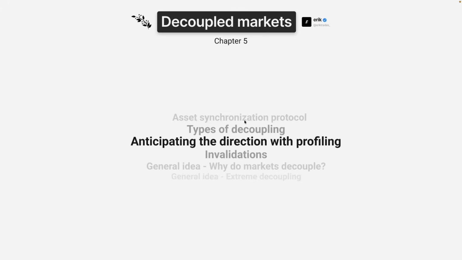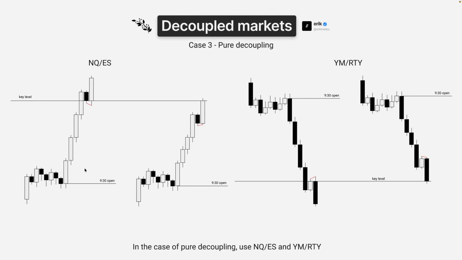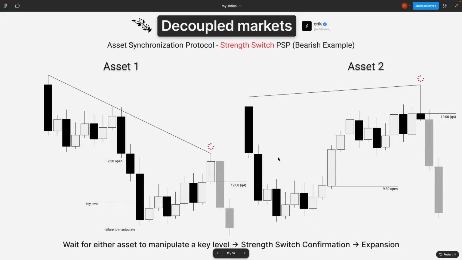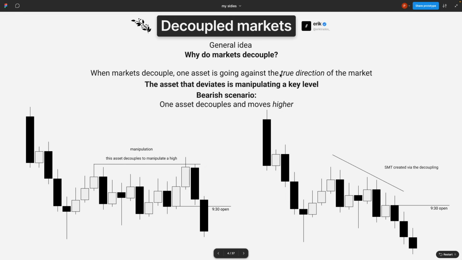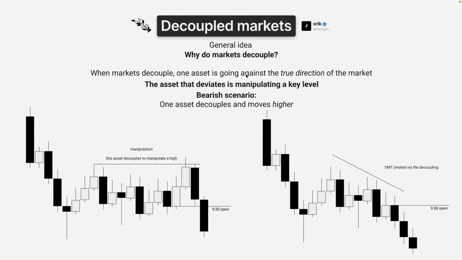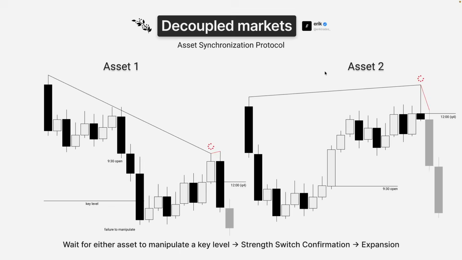So in a decoupled market, you're not just blindly trading failure to manipulation. A lot of you guys are kind of confused, right? Because in a decoupled setting, it's like one asset going higher, one asset is going lower. How do you know which asset is going the true direction, right? Because if you look at the very first slide, the very first slide here says that when markets decouple, one asset is going against the true direction of the market. So how do you know what the true direction is, right?